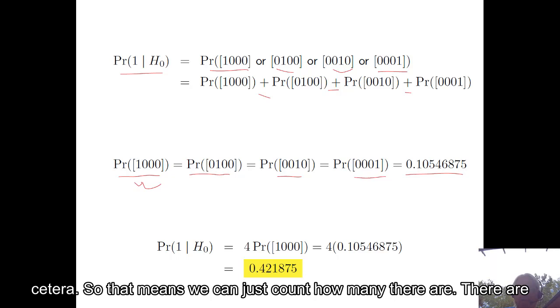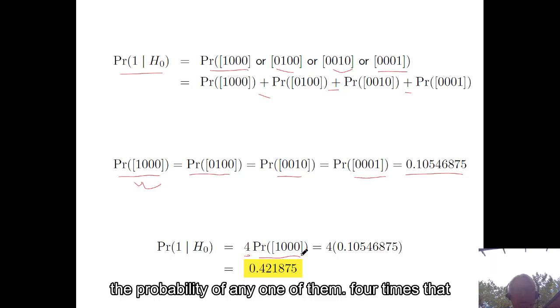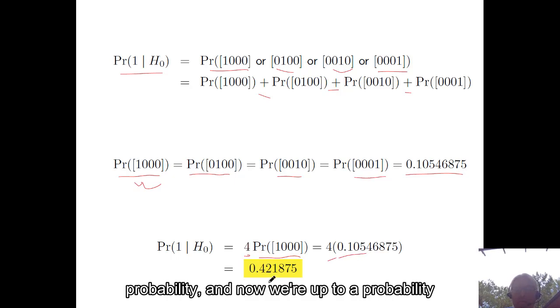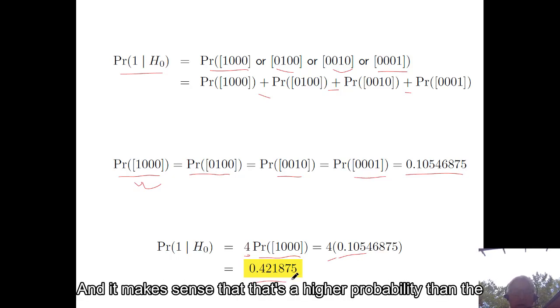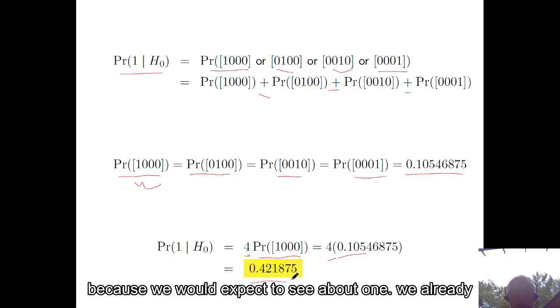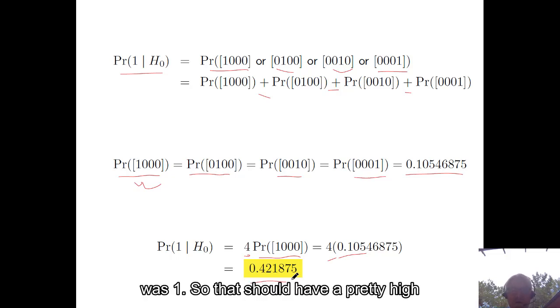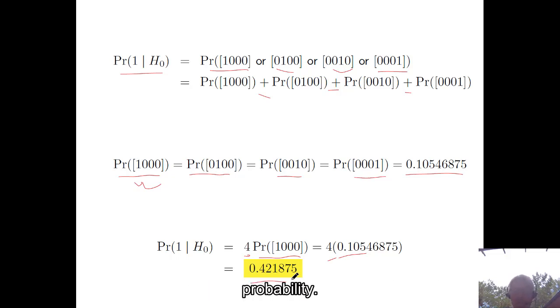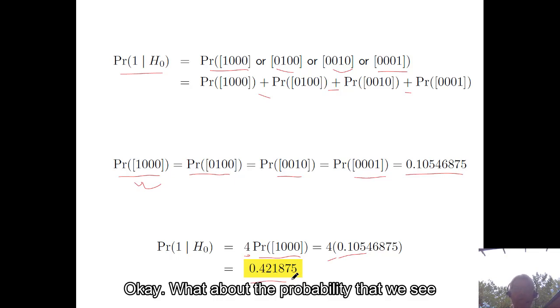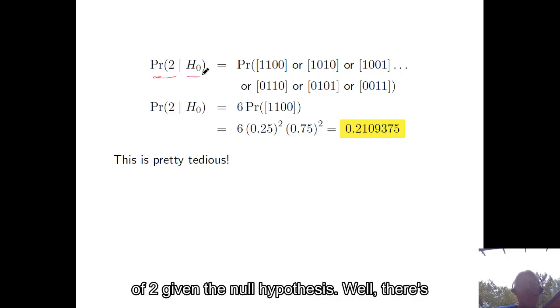So that means we can just count up how many there are. There are 4 of them, 4 possibilities, 4 times the probability of any one of them. And now we're up to a probability of 0.42 for that. And it makes sense that that's a higher probability than the probability of seeing x equals 0 because we would expect to see about 1. We already calculated the expectation under the null and it was 1, so that should have a pretty high probability. Okay, what about the probability that we see 2 albino mice out of 4 trials? So probability of 2 given the null hypothesis.